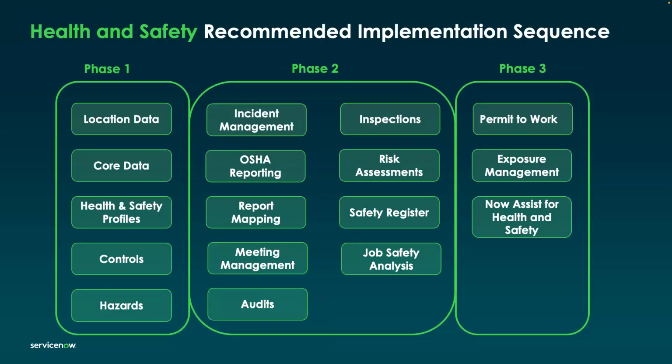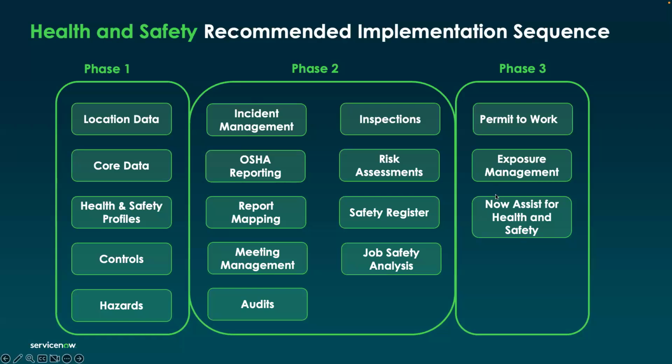As you go through your permit to work journey, we do have a recommendation in how to implement health and safety. You can make changes to it. You can start with permit to work if you'd like, but some of this information is conditional on having things downloaded. So first, we recommend in your implementation journey to start with core or foundational information like location data, core data, so roles, people in your sys user table, groups. We also recommend having your health and safety profile table updated. That is going to be pulling from your sys user table.